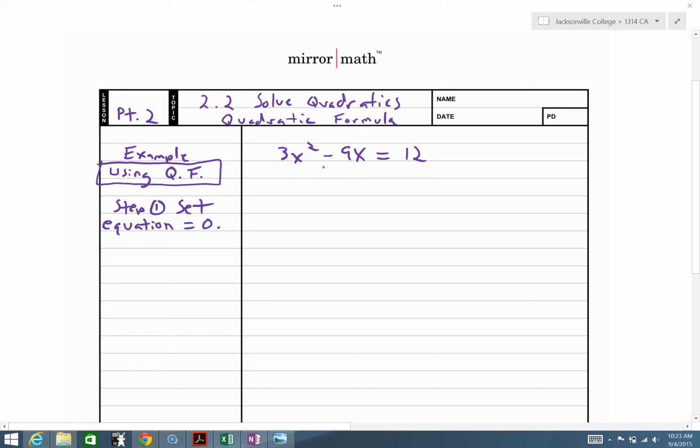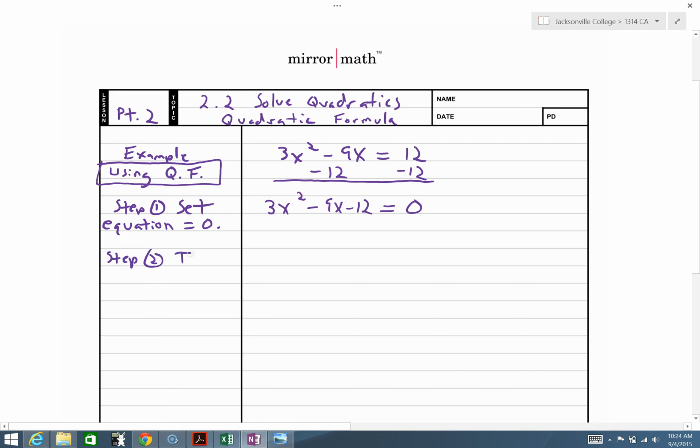So in this case, in order to set this equation equal to 0, I need to subtract this 12. Alright, so subtracting 12 from both sides of the equation. 12 minus 12 yields the 0 on the right hand side that we're seeking. And these are all unlike terms. One's an x squared, one's an x, one's a constant. They can't be combined. This becomes x squared minus 9x minus 12 on the left. That is step 1.